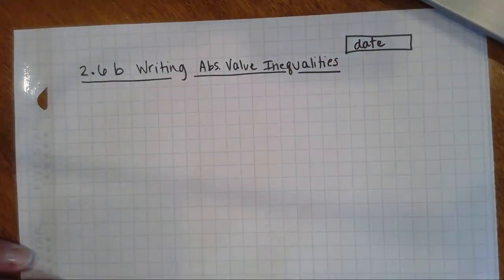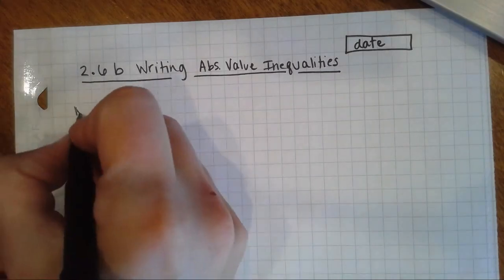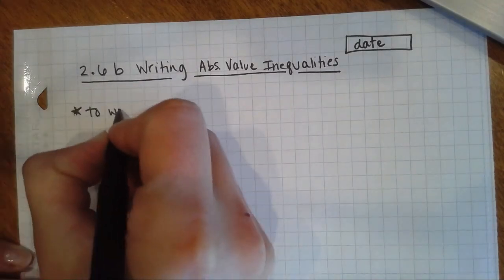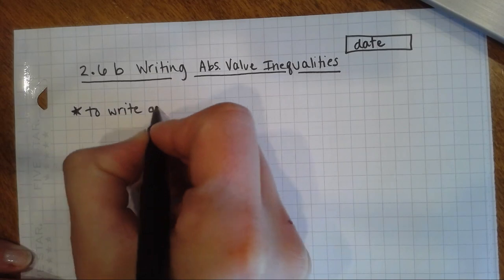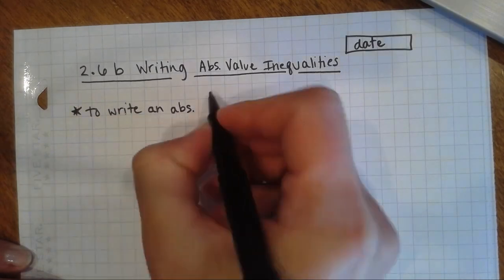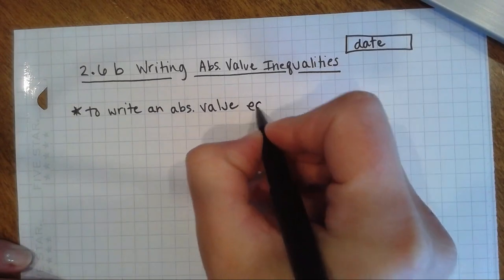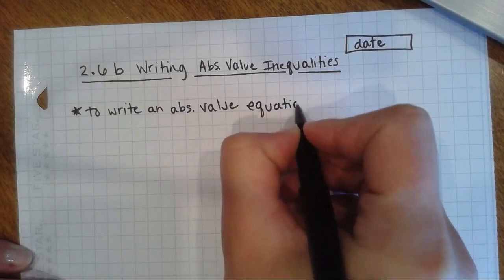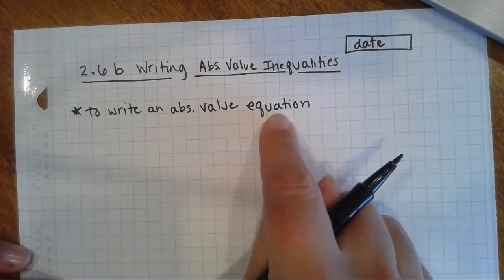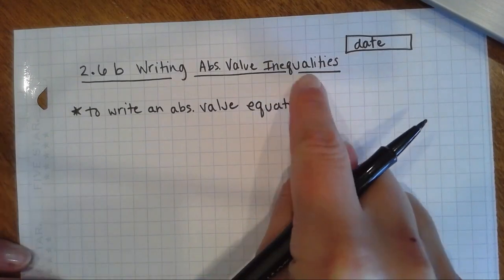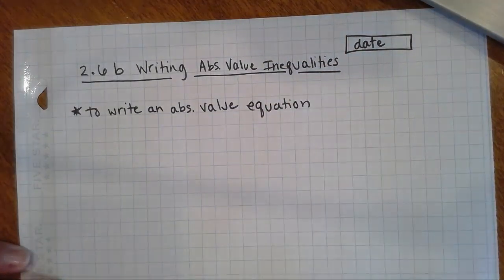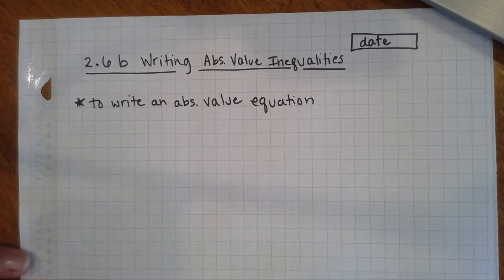Okay, here's the key. Remember that to write an absolute value equation, so remember an equation will have an equal sign. Now we're talking about inequalities, so in this case we won't have equal signs anymore. We'll have our absolute value statement, our absolute value expression, and then we'll have an inequality sign.